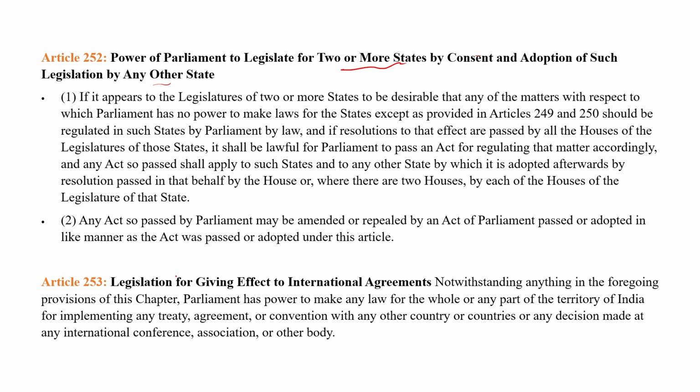Article 253 explains legislation for giving effect to international agreements. If there is an international agreement, Parliament has the power to make any law for the whole or any part of India for implementing any treaty, agreement, or convention with any other country, or any decision made at an international conference, association, or other body. If Parliament has made an agreement with another country, it can make a law to implement this treaty or agreement for the whole country.